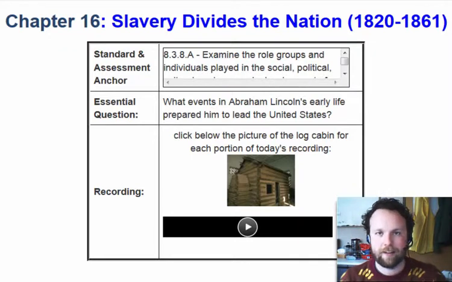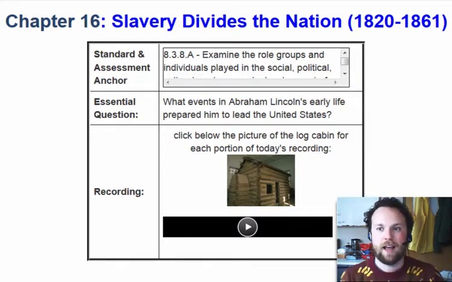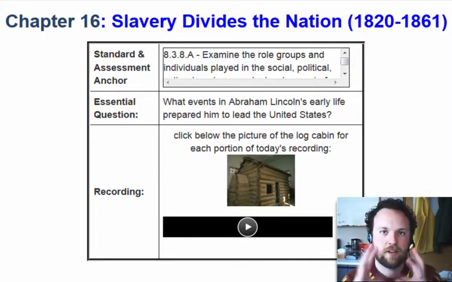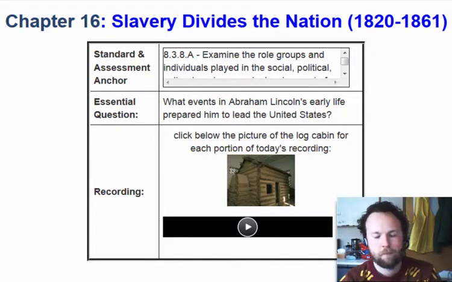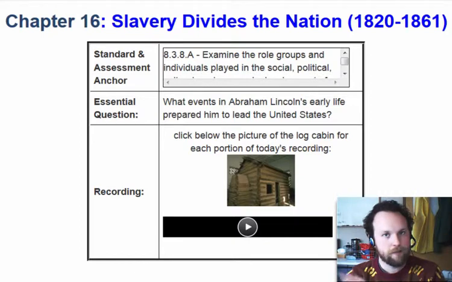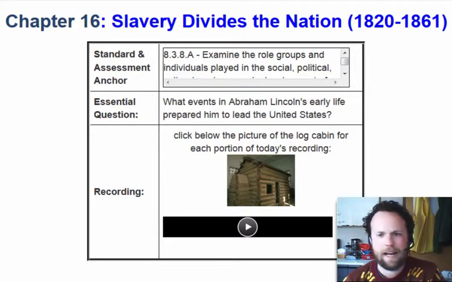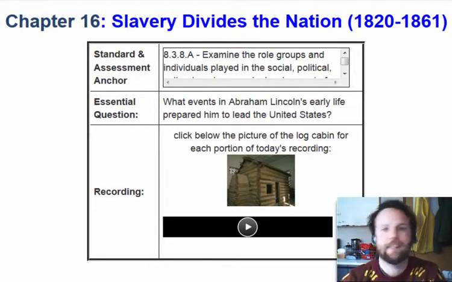So we're going to be looking at slavery and its impact on the United States, and ultimately how this debate over free and slave states and how that ultimately would result in the Civil War starting in 1861. So for today, in our introductory lesson, we're going to be talking about a figure that may be familiar to you. You may have heard his name once or twice, but I wanted to give a little bit of backlog on the early life of Abraham Lincoln and how that prepared him to lead the United States.